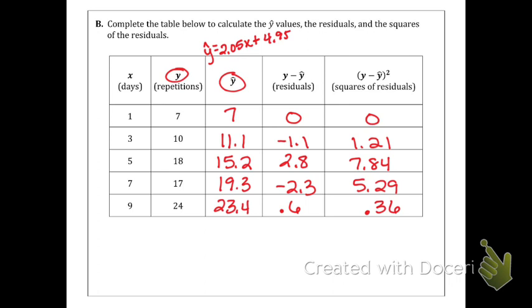Okay, and then it asks for a sum. And so if we do the sum of the residuals, we add all those numbers up and we get 0. Remember, the residual is the distance between the actual point and the regression line, and so we want that to be close to 0, because the closer to 0 it is, the less error we have. And then we can add up all the squares of the residuals here, and it comes out to about 14.7.